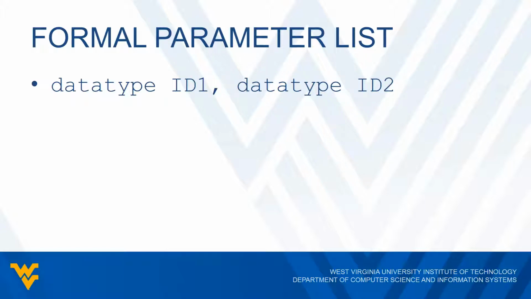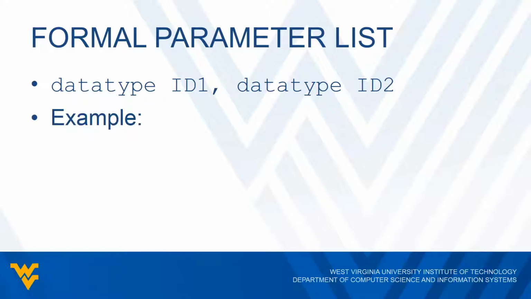We have a data type with an identifier, a comma with another data type and identifier, and we can just keep repeating this. We can have as many identifiers as we want. We can have just one identifier, where we would have just the data type and the identifier. We can have no parameters. We can have like 20 different parameters, just as long as we have the data type and the name of the identifier, and we separate them with commas.